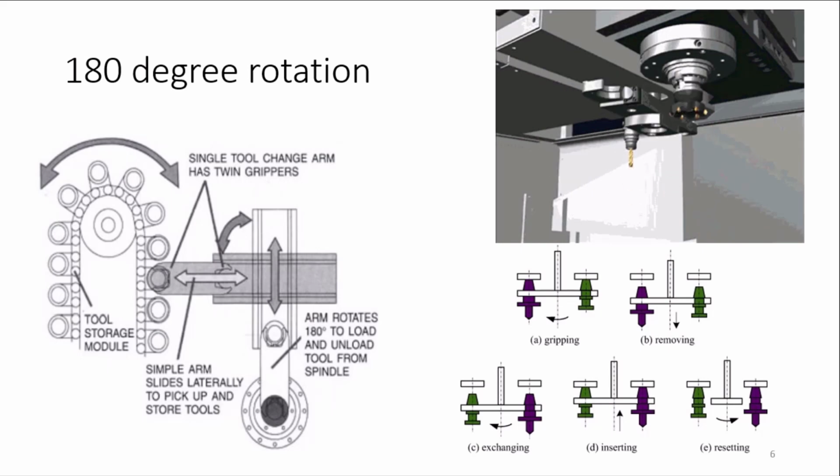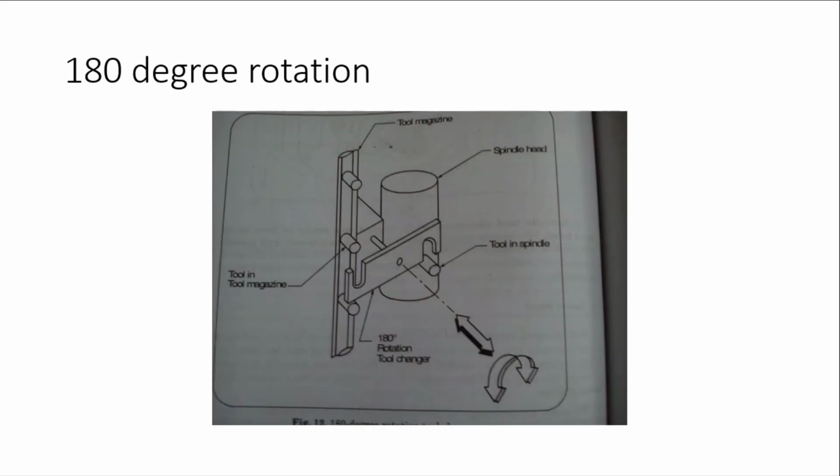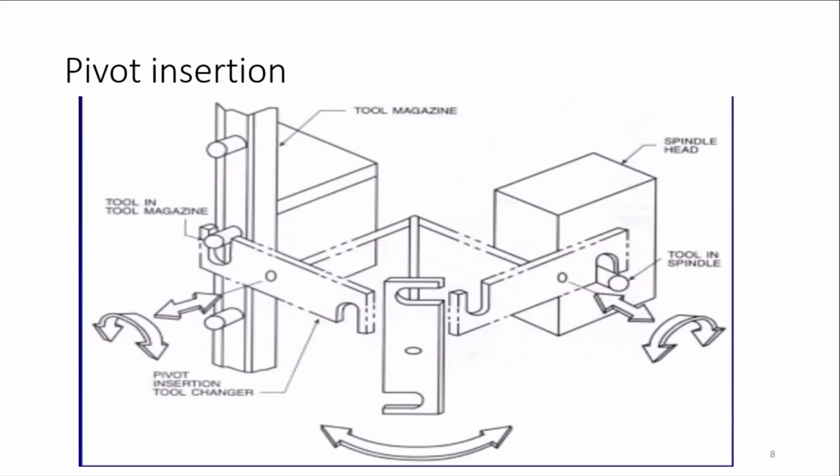And the next one, which is the 180 degree pivot insertion, and this is the image of it. This includes both the 180 degree rotation as well as a pivot movement, a pivot rotation. That's why it is called pivot insertion. See, this is the same gripper that we use in the 180 degree rotation. The same gripper is used, but it is flipped through one point, through one pivot.